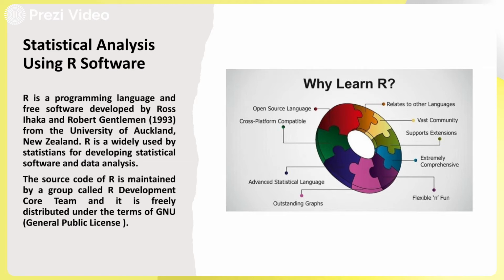Now, when we talk about R software, it is very important to know that it is an open source language, so anybody can use it. It is very simplified in that way. It can be used to derive various formulas, calculations, and types of analysis which we do in statistics using the advanced statistical language. It is able to produce outstanding graphs. It is highly flexible and extremely comprehensive and supports various extensions. The source code of R is maintained by a group called the R Development Core Team, and it is freely distributed under the terms of the GNU General Public License.